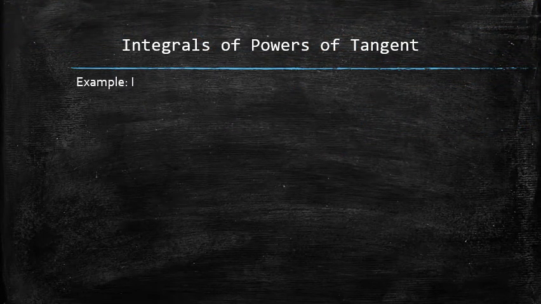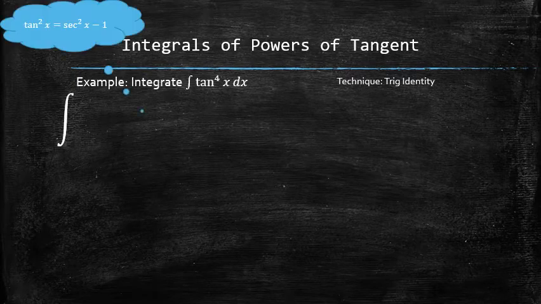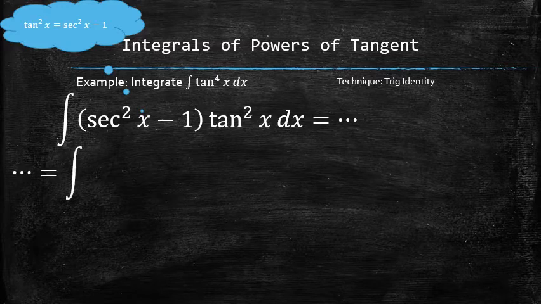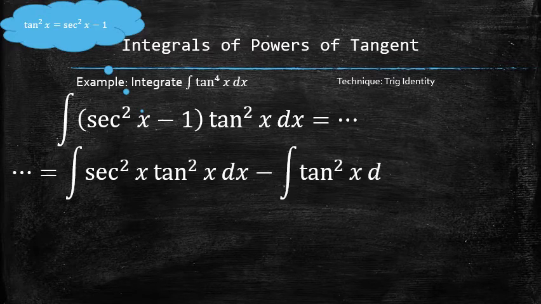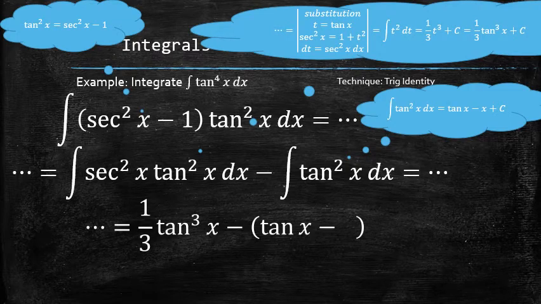To find the integral of the tangent raised to the fourth power, we're going to use a trig identity and replace the tangent squared in the integrand with the secant squared minus 1. Using the linearity property of the integrals, we split the integral into two and integrate each one separately to get the answer.